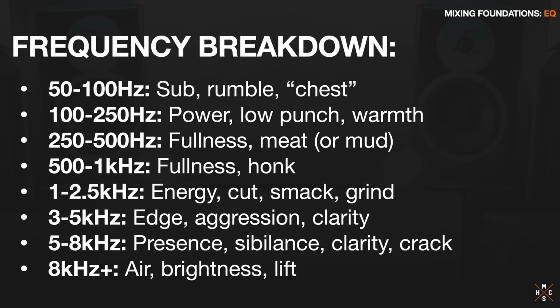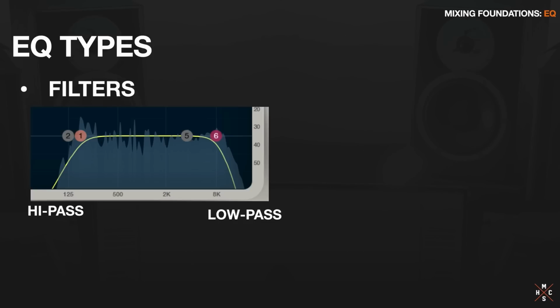And finally, anything above 8K, this is just general brightness. Sometimes we like to call it air. It's that breathy, not necessarily very defined brightness, just that breathy, airy brightness, and it adds an overall lift to a track or a mix. So there's a quick breakdown of the different frequency ranges that you're looking at as a mixer. Now, let's dive into different types of EQ.